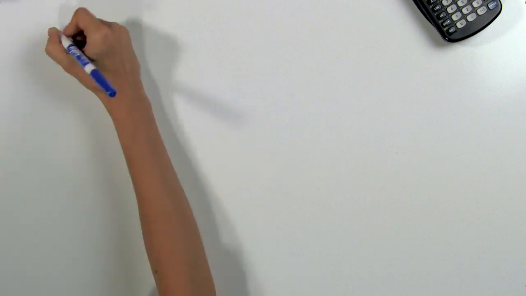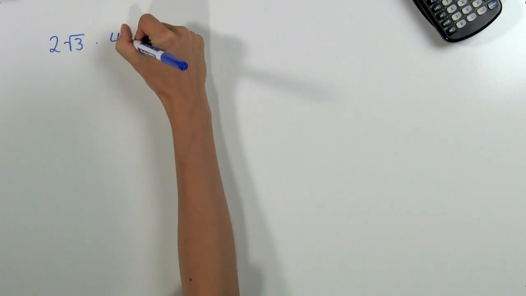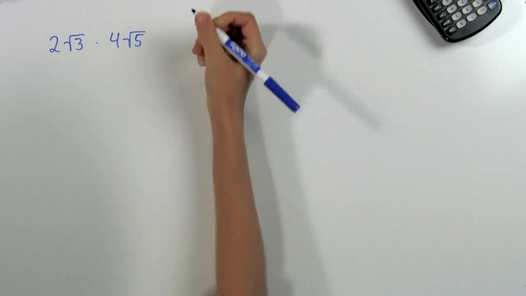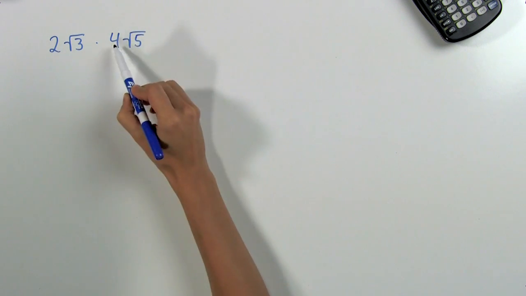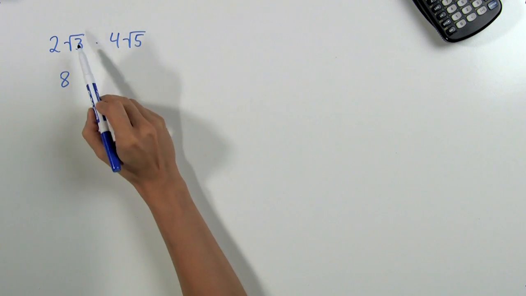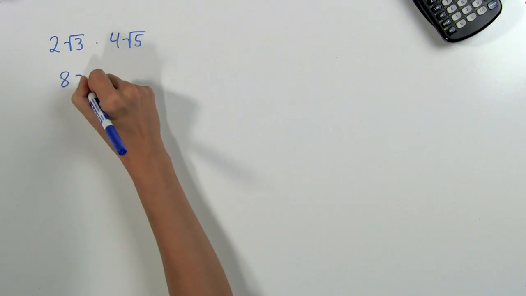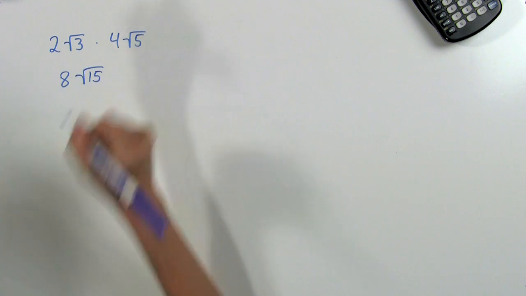Today we're going to talk about how to multiply square roots with multiple steps. To begin, let's quickly review how we multiply square roots. For example, if we have 2 square root 3 times 4 square root 5, we would first multiply the numbers on the outside, called the coefficients, and get 2 times 4 is 8. Next, we multiply the radicands, which are the numbers underneath the radicals, and get 3 times 5 is 15.